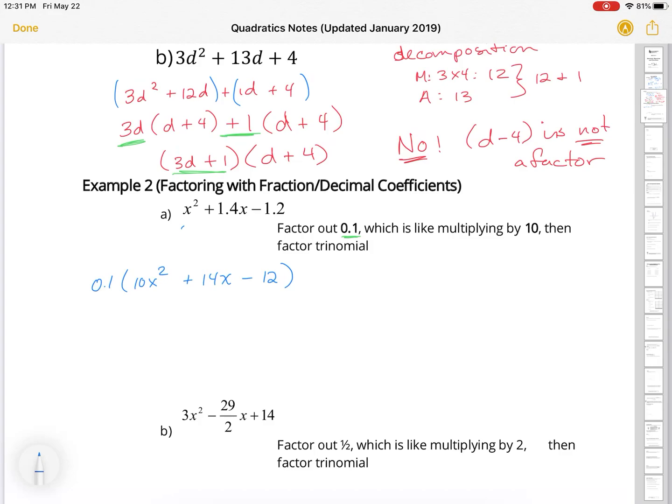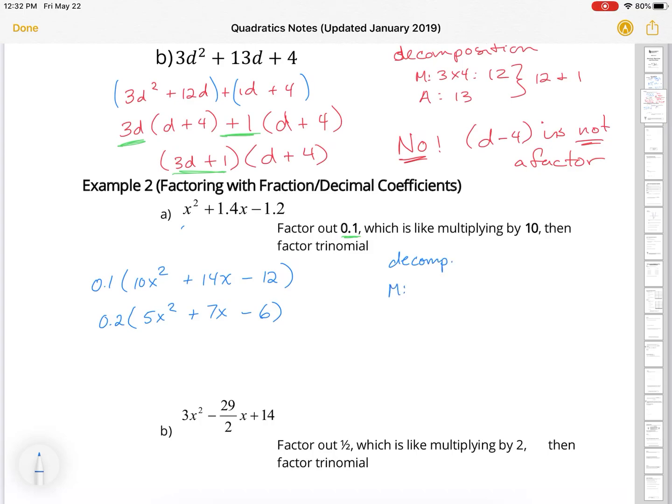Now, looking at that, I still have a common factor. I can divide out a 2 from all of these. So if I divide that 2 out, this actually becomes 0.1 times 2. So this will become 0.2, and I'll get 5x squared plus 7x minus 6. And I did that to make it simpler. Now we still have to do decomposition.